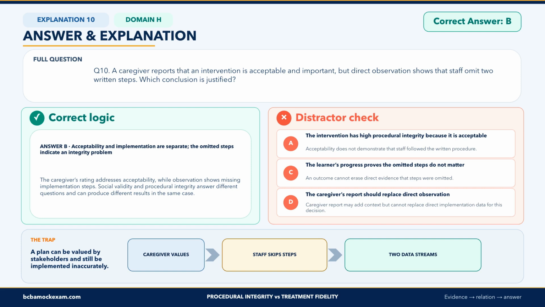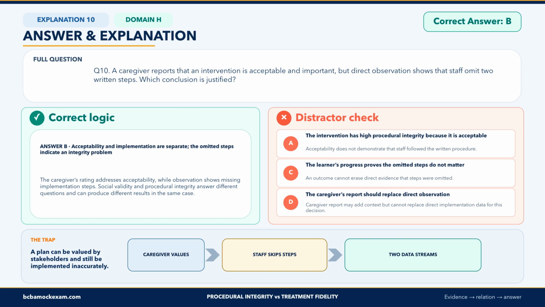This question resolves to: acceptability and implementation are separate. The omitted steps indicate an integrity problem. The caregiver's rating addresses acceptability, while observation shows missing implementation steps. Social validity and procedural integrity answer different questions and can produce different results in the same case. The trap is that a plan can be valued by stakeholders and still be implemented inaccurately.